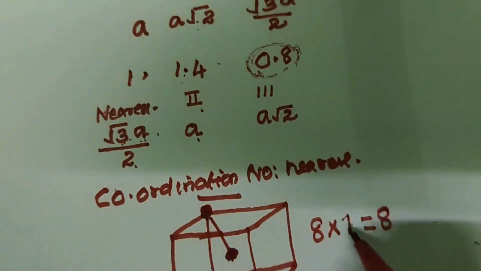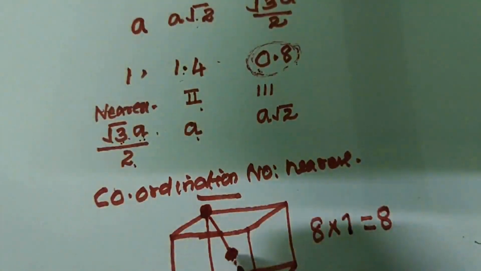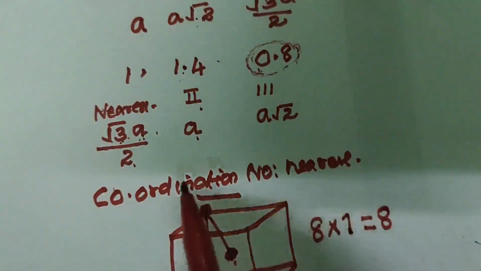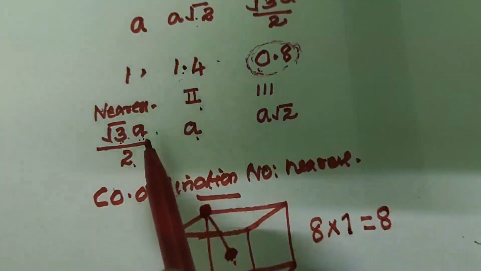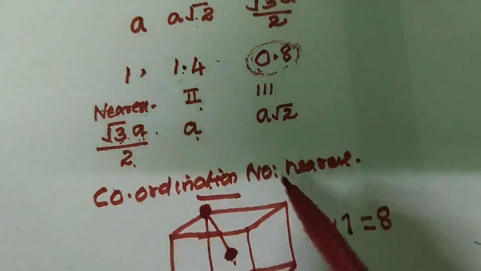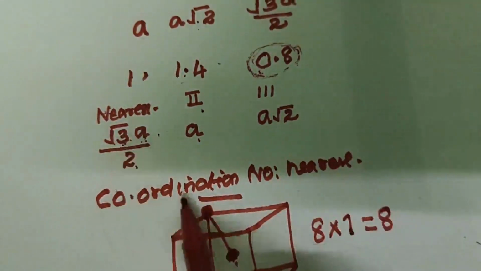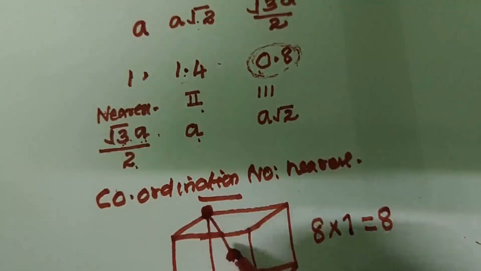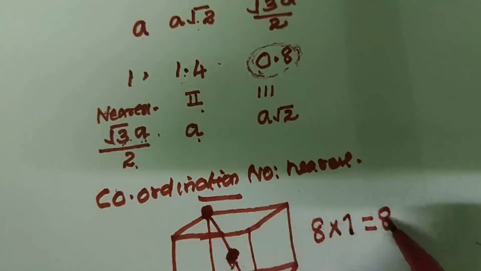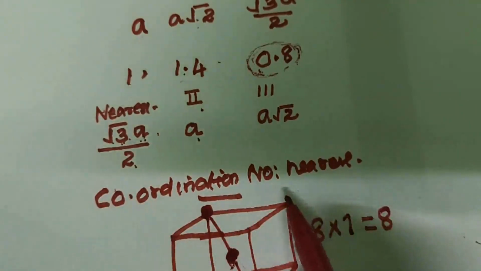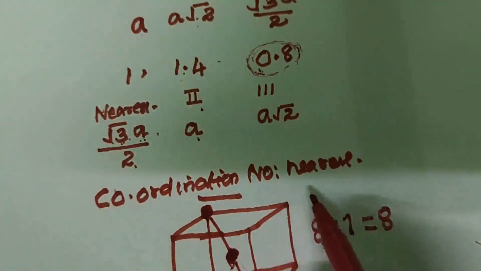Such type of particle, the first nearest. In many previous year questions, this question was asked: what is the nearest particle in BCC? That is root 3 a by 2, the corner to the center, through the which diagonal? Body diagonal. So that is the coordination number. So the coordination number of the nearest, that is the first one, is 8.